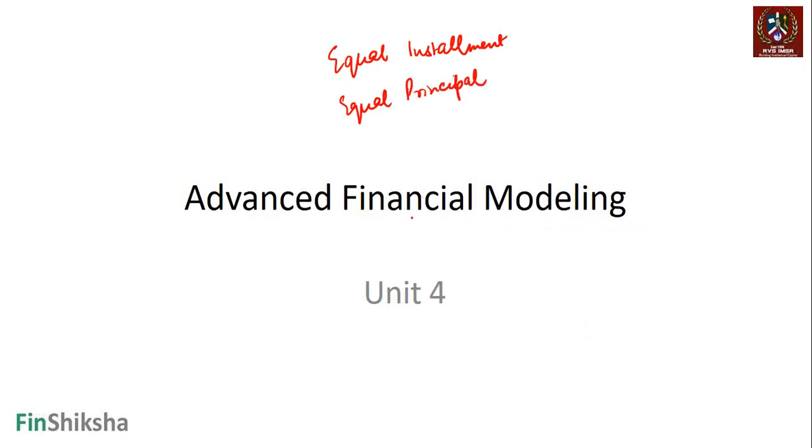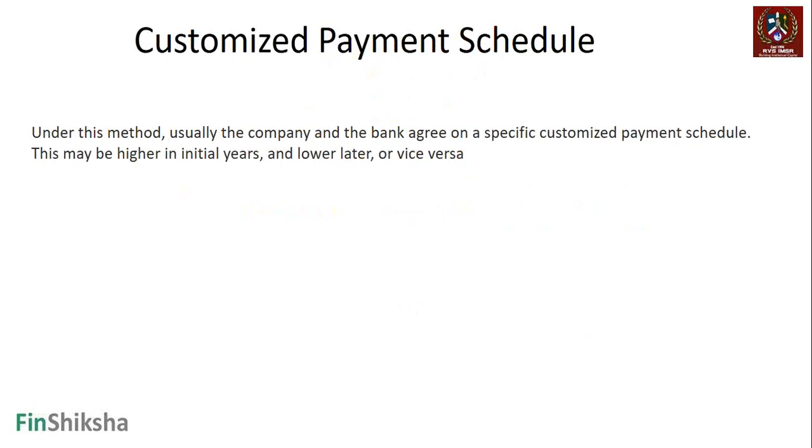The next two methods that come to our mind are, first, if there is a customized payment schedule that's been given by the bank to a company, and the next one is where, depending on the cash flows, the payments change. If the cash flows are more, you want to pay more. If the cash flows are less, you want to pay less. So the fourth kind of schedule is going to come based on that. Let's begin with the customized payment schedule.